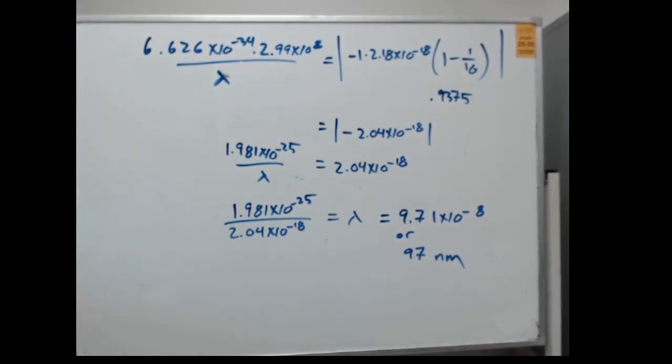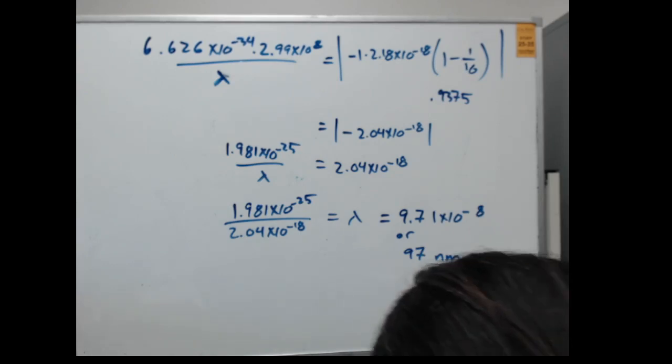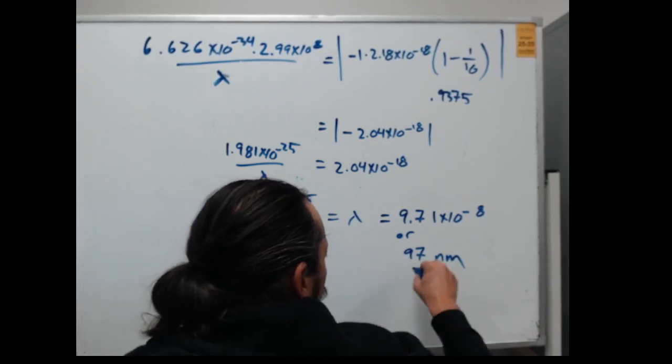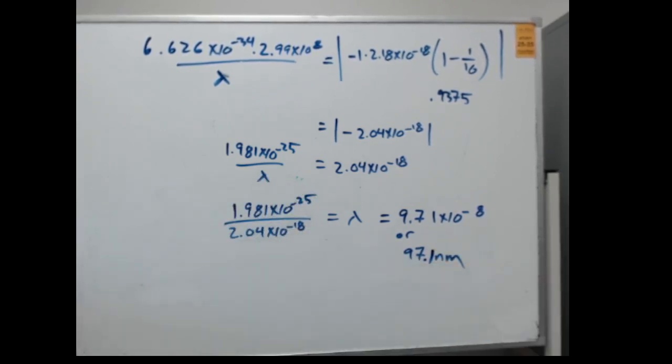Oh yeah, that's okay. I was thinking about the 4 to 3 instead of the 4 to 1. That's why I thought it should be infrared. 4 to 3 should be ultraviolet. We're okay. I freaked out in my head when I saw that number. And I dropped a 0.1 here. This should be 97.1 nanometers.